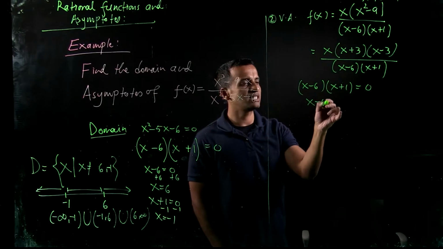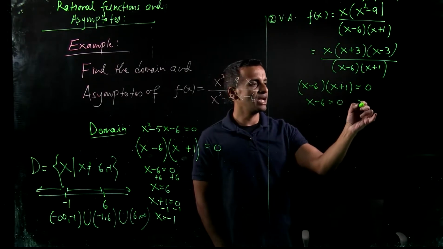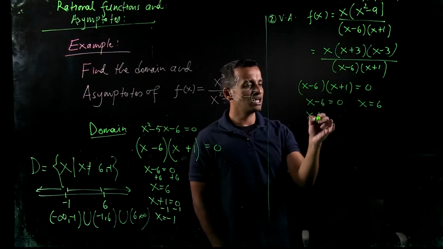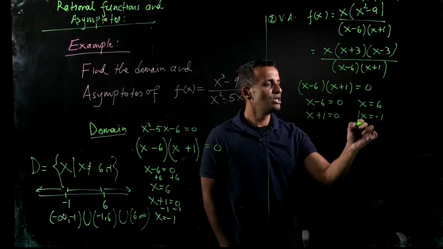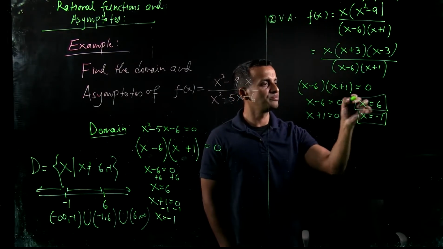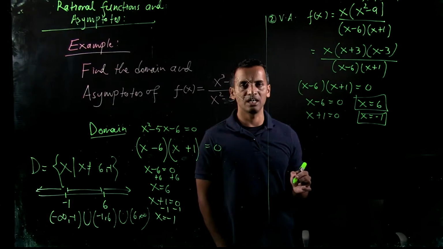So if you take x minus 6 equals 0, then you get x equals 6. And if you do x plus 1 equals 0, you subtract 1, you will get x equals negative 1. So these are the vertical asymptotes. Okay, this is how we find the vertical asymptote.